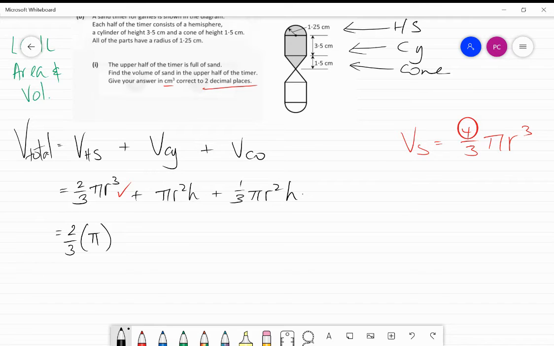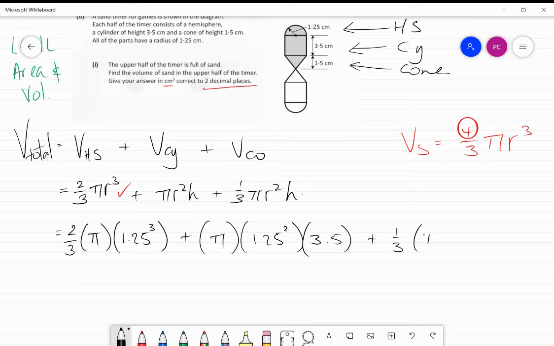2/3 by pi by the radius cubed. And the radius is 1.25 cubed. Plus pi, again, by the radius squared this time, multiplied by the height of the cylinder, which is 3.5, plus the cone, which is 1/3 pi, by the radius squared, which is 1.25 squared, by the height, which is 1.5.